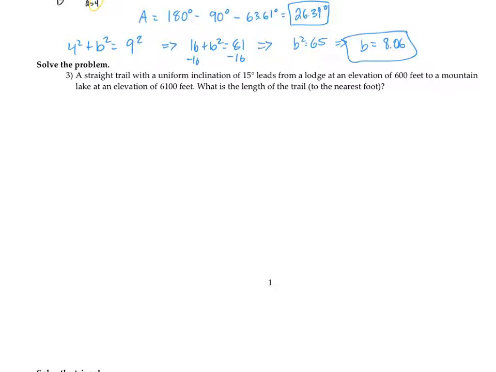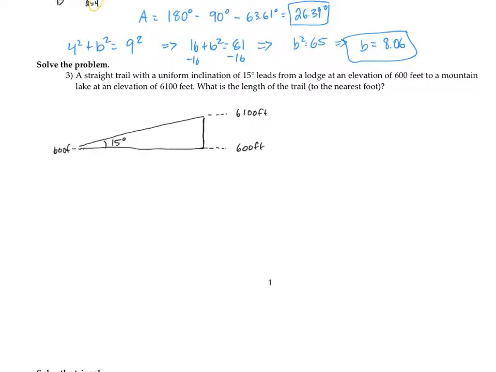So we're traveling up at an angle of 15 degrees. Leads from a lodge at an elevation of 600 feet to a mountain lake that is 6,100 feet. Okay? So this elevation right here is 600 feet.